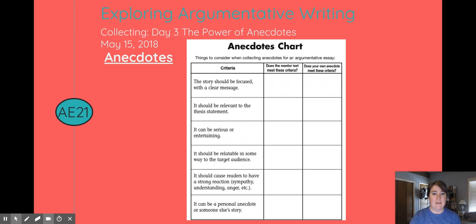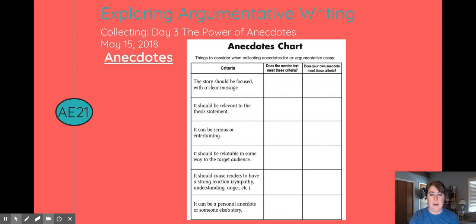They are: the story should be focused with a clear message. It should be relevant to the thesis statement. Remember, that is your claim, what you are saying. It can be serious or entertaining. It should be relatable in some way to the target audience.